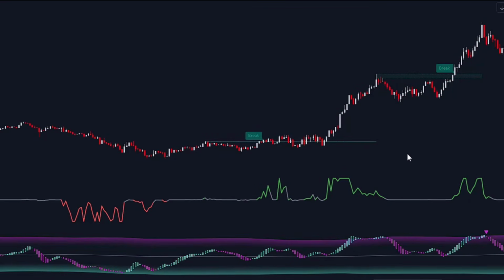Now, here's where the magic happens. We've got all our conditions lined up for taking both long and short positions.